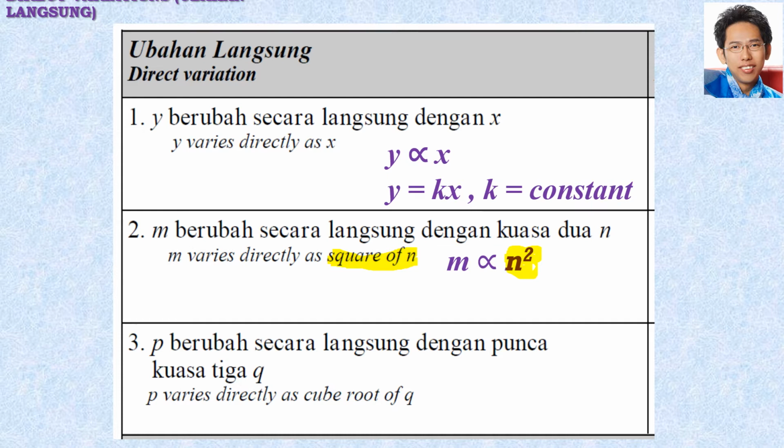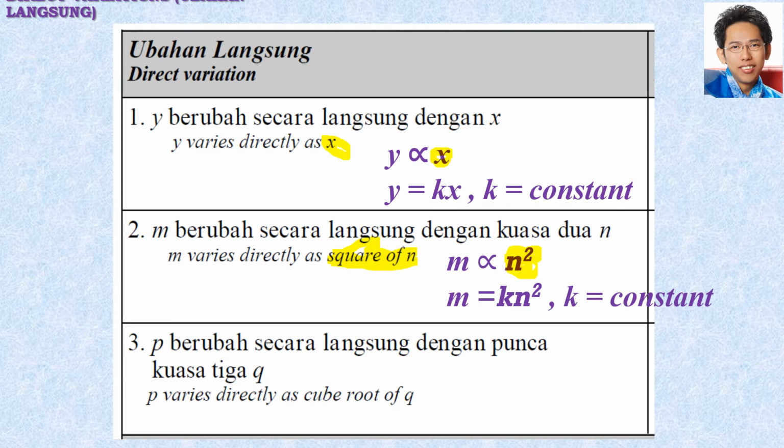Okay, so this one only has x, that's why here is only x. This one is because we want the square of n, so it is n squared. Okay, the next one is still the same thing. We change the symbol to become equal to k. Okay, and k is always our constant.